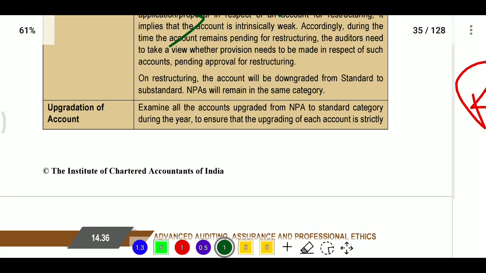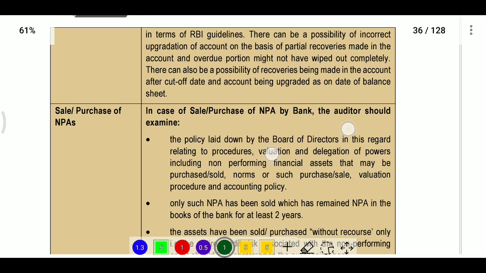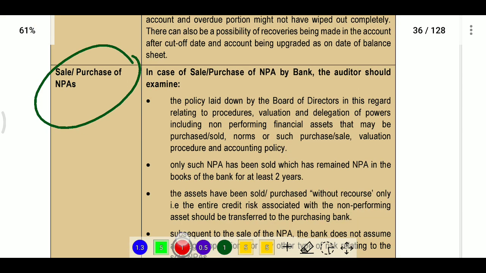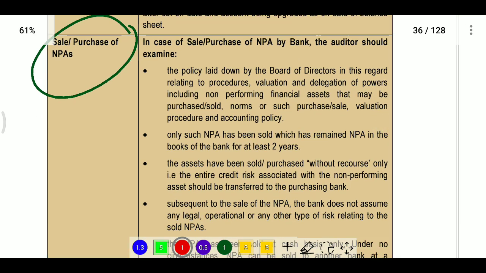Next, after that, sale or purchase of NPAs. This is a main important question here. We need to check in case of sales or purchase. First one, the policy laid down by the board of directors relating to procedure, valuation, and delegation of powers for sale or purchase. So what is the policy the board has taken relating to procedure, valuation, delegation of powers for sale or purchase?